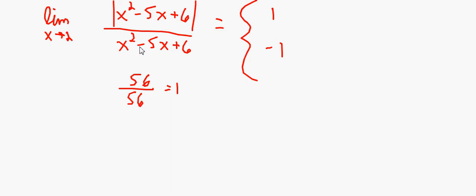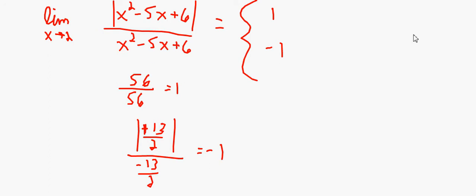If you plug in something between 2 and 3, like 2.5, 5 halves, you're going to get 25 fourths minus 25 halves plus 12 halves, which is negative 13 halves. I think I did that right. But either way, you're going to get a negative number. So it's the absolute value of negative 13 halves over negative 13 halves. The absolute value makes the one up top positive. When you're dividing, you still get 1, but now one's positive, one's negative, so you get negative 1. They're the only 2 possibilities. So all we've got to do is figure out what's going on at 2. That is our whole question.